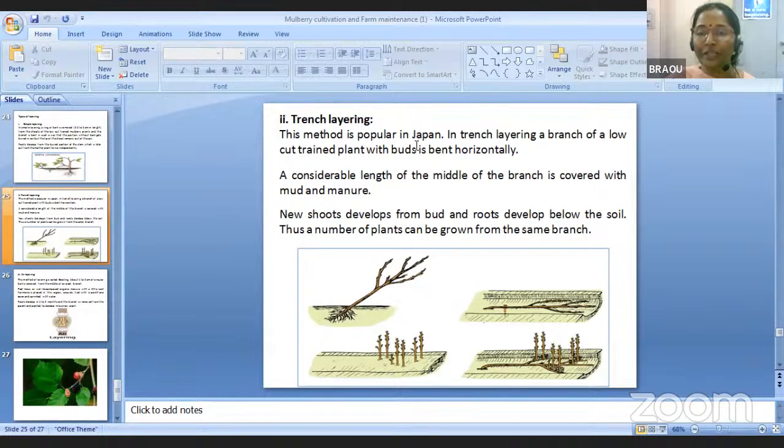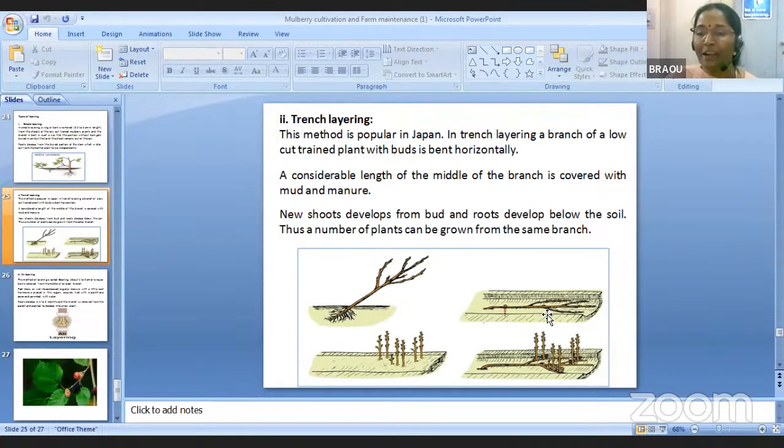That is, you're going to take it and bend it in the soil. So this is what you're going to bend in the soil, and you're going to cover it with a considerable amount of mud over here in the first part, but you're not going to cover the part that has buds. You're not going to cover much soil over there, so that you're not completely covering the buds inside the mud. So you're going to cover them with a considerable amount of mud and manure and allow it to grow for some time.